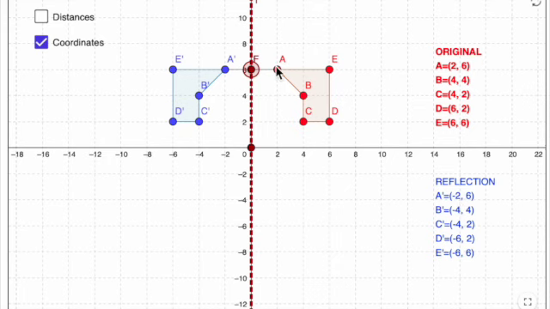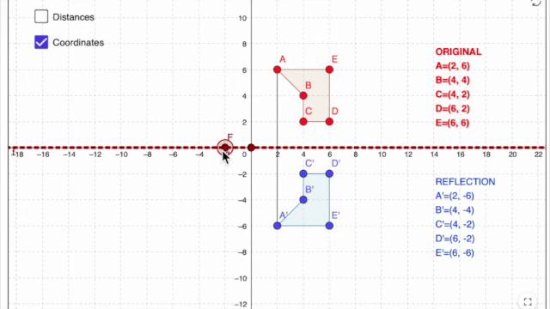And also if you see here, A is 2 horizontal units to the right of the y-axis, and A prime is 2 horizontal units to the left of the y-axis. And here A was 6 vertical units above the x-axis, and therefore A prime is 6 vertical units below the x-axis.